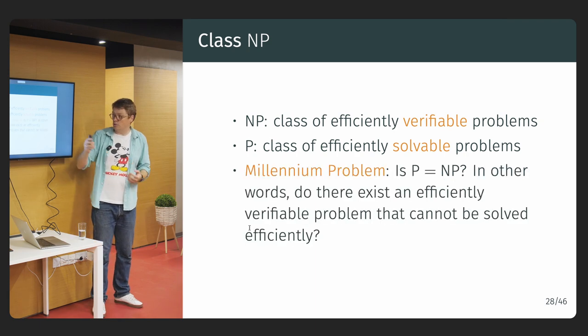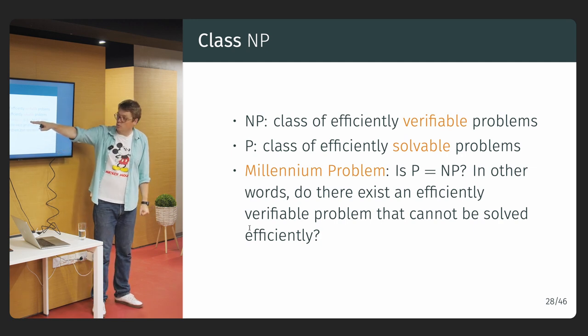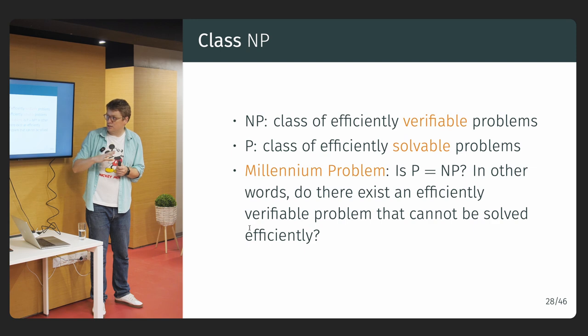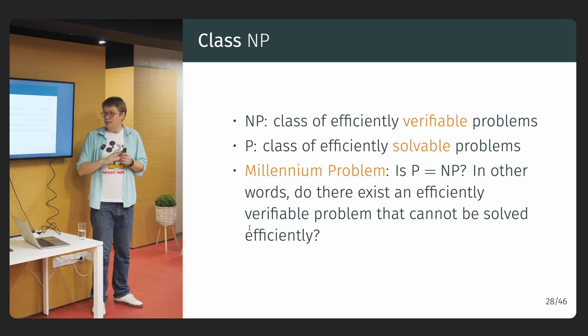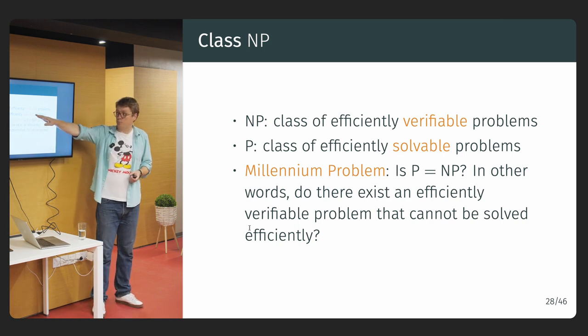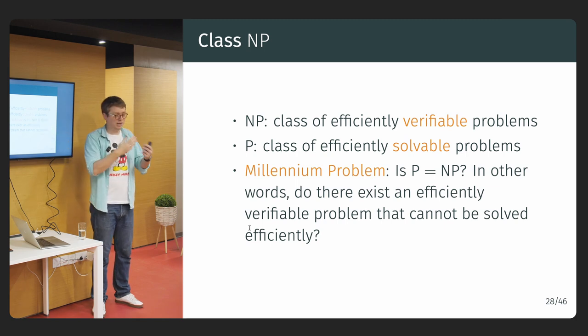Okay? And then the problem which is known as the Millennium problem asks whether P is equal to NP or not. In other words, it asks whether it is true that if we have a problem that we can efficiently verify, it implies that it can also be efficiently solved. Once again, it is called a Millennium problem. If you prove, for example, that every efficiently verifiable problem is also efficiently solvable, then you prove that P is equal to NP and you get $1 million.